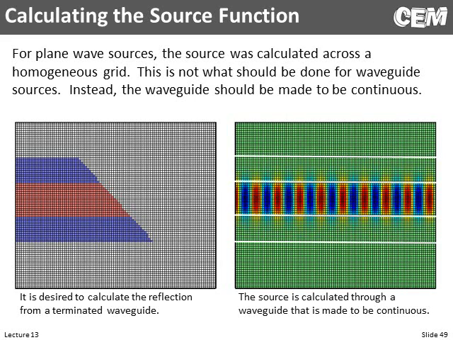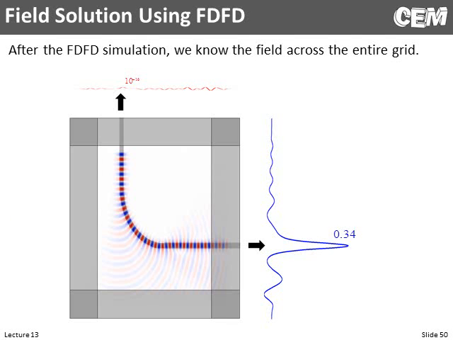So we need to extend that all the way across the grid and calculate what the guided mode would look like going all the way across the grid. So that becomes our source field now for this guided wave problem. Okay, so we set up our source field. Now we can actually calculate the field, and we get a picture that looks maybe something like this.